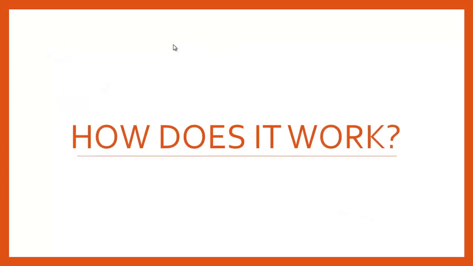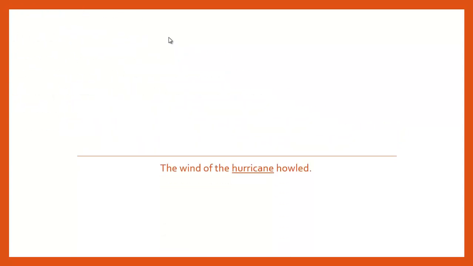So how does this work in practice? What happens when you're reading something out loud and you're not sure how to pronounce a word that you think might have a long vowel sound? Let's take a look. Look at this sentence. The wind of the word that we're not sure how to say out loud, howled. Okay, let's decode the underlined word.